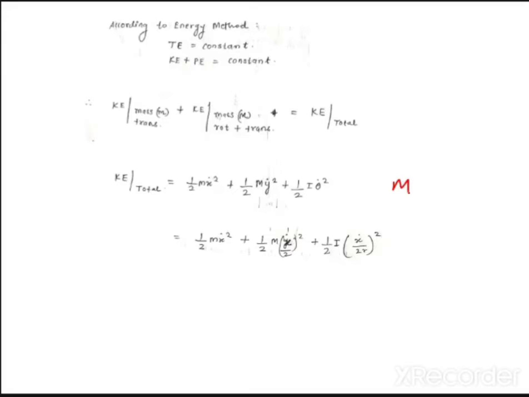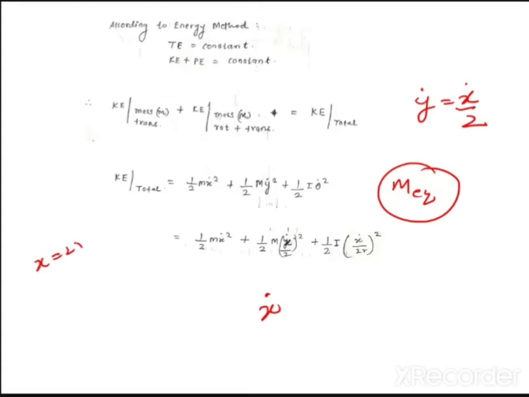Let us say I am finding m equivalent. They have not said anything about m equivalent, they have only given the natural frequency, so I can find m equivalent or I equivalent. Let us say I am finding m equivalent. So I want all the terms in x. What is y? Y is nothing but x by 2, or y dot is equal to x dot by 2. So put y dot equal to x dot by 2. And what is theta? We already know that x is equal to 2r theta, so theta dot is equal to x dot upon 2r.